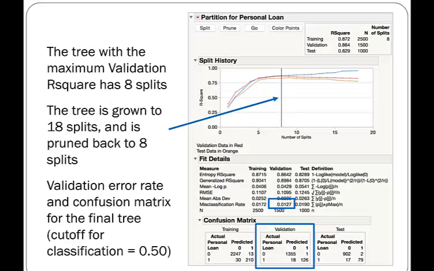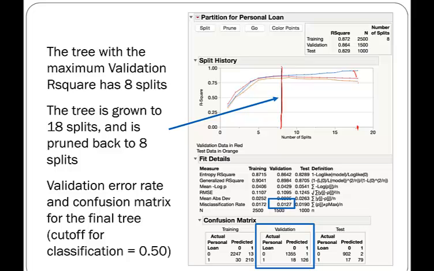In JMP, you would see this type of output for the personal loan data. Red is the validation data set, orange is the test data set, and so blue then would be the training data set. And you can see that this model goes up to 18 splits. And once it hits 18, it says, okay, that's enough. There's enough separation between the training, the test, and the validation data. So let's cut this back, prune it back to 8. And at that point, we have a maximum R² value on the validation set.